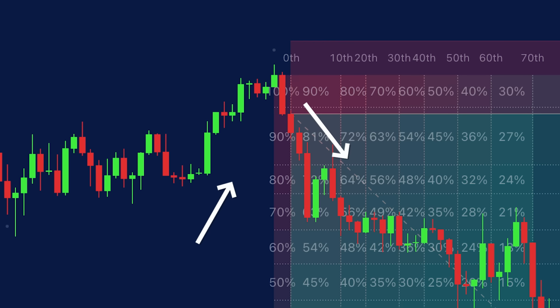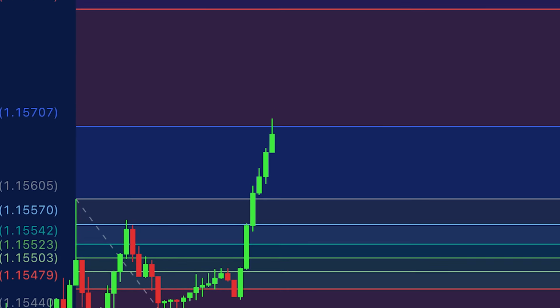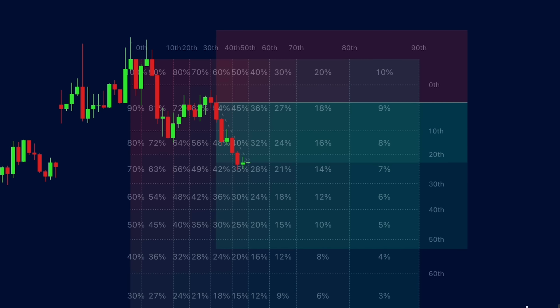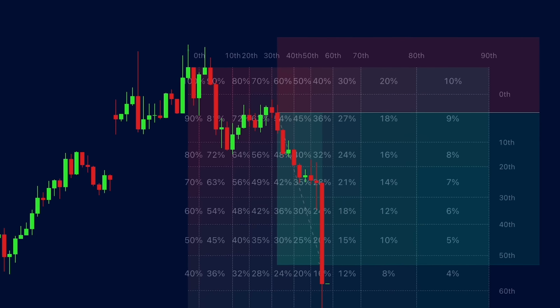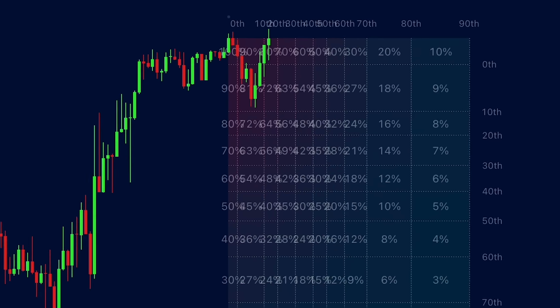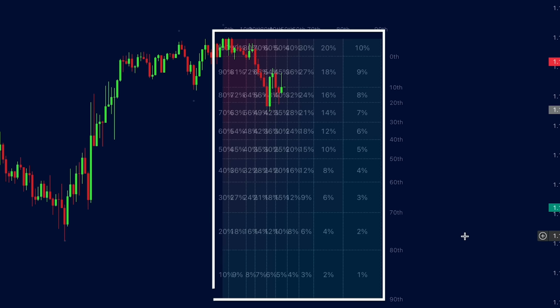Right here is a market reversal that happened at exactly 91% probability. And while other traders were guessing where the next turning point would be, this indicator showed the precise mathematical odds of where price would reverse. What's even more impressive is how this indicator doesn't just predict if a reversal will happen, but also calculates the exact probability of where and when it will occur using a 10 by 10 statistical grid.